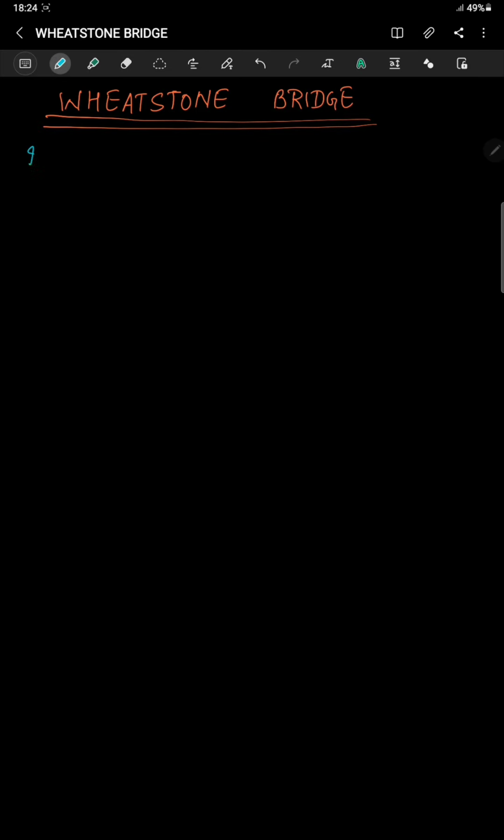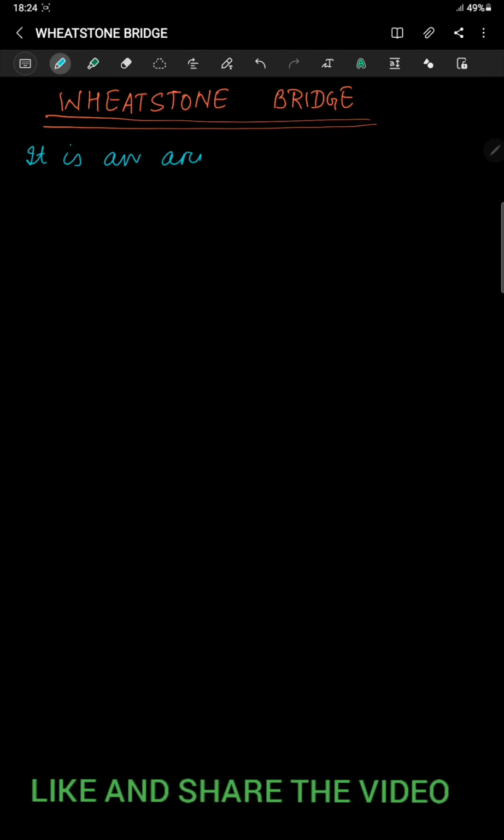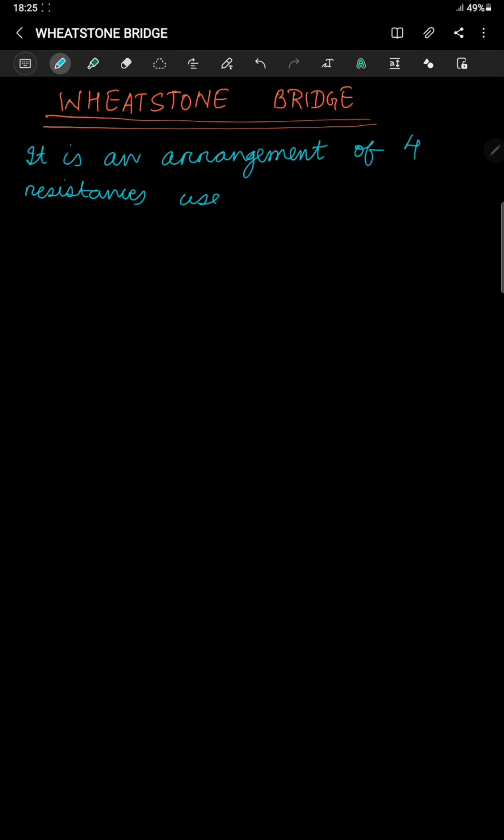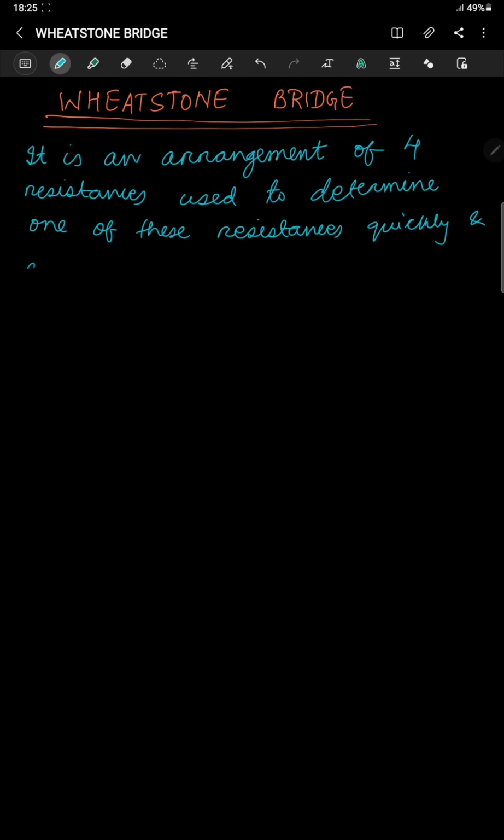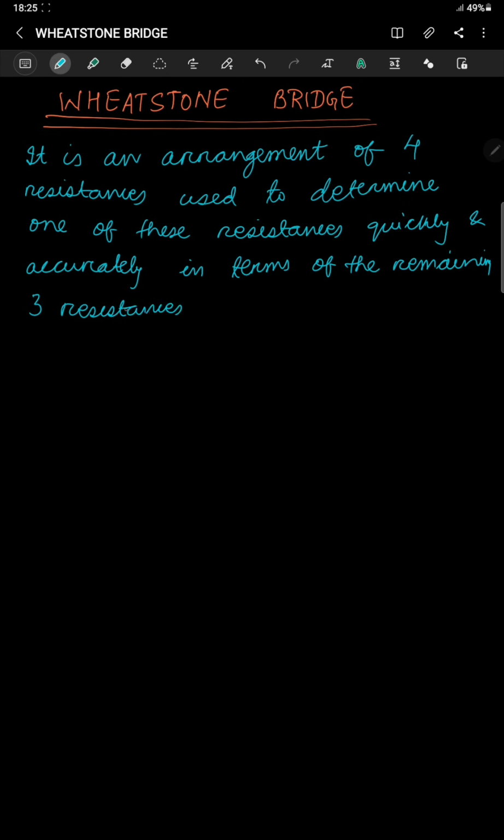So what is Wheatstone Bridge? It is an arrangement of four resistances used to determine one of these resistances quickly and accurately in terms of the remaining three resistances. Okay, so let me explain this in detail.